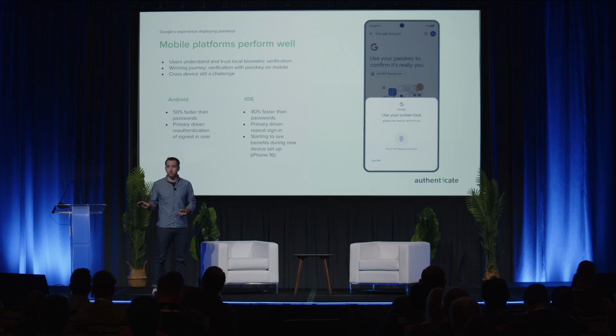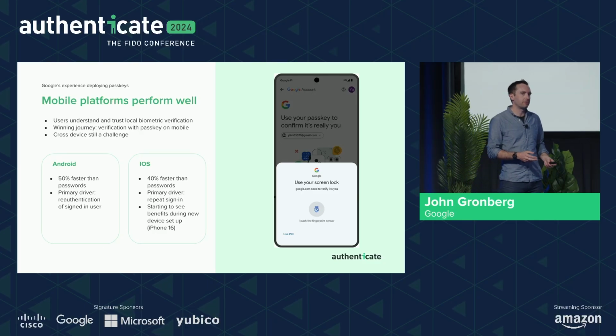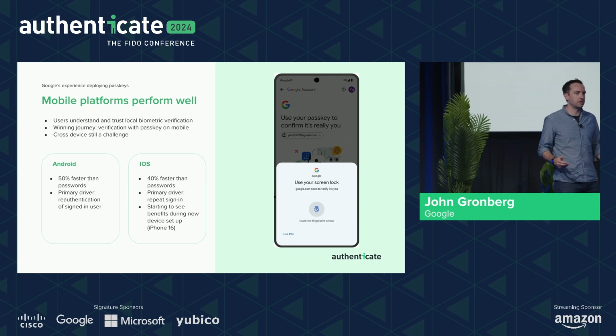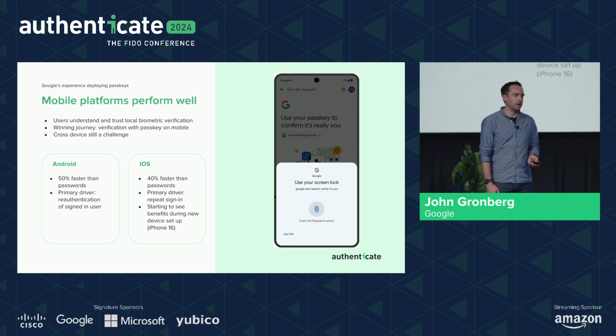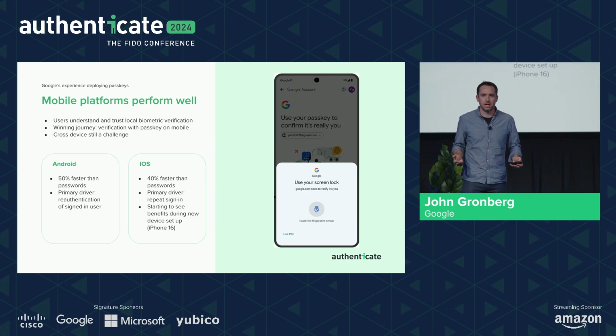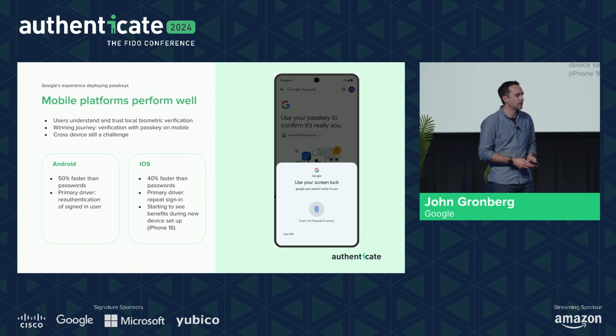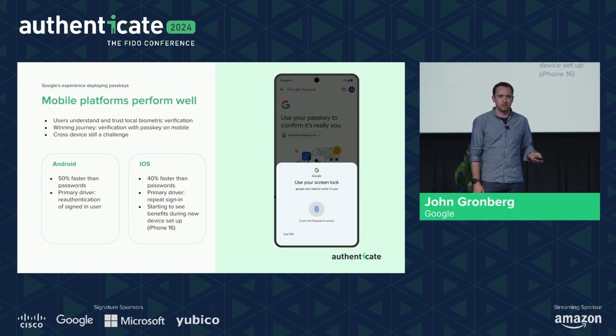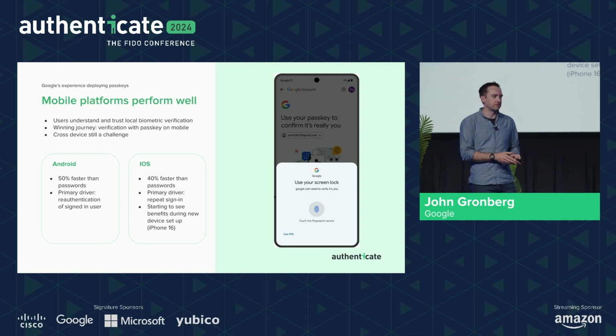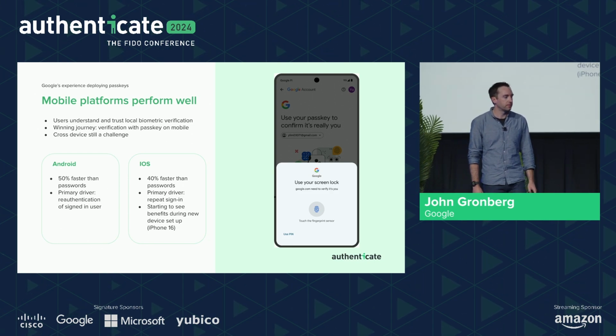So I want to drill into mobile platforms a little bit. This is where we're seeing the most success. On these platforms, we've had a head start because users already trust and are familiar with biometric authentication, which is basically how we pitch passkeys. Just sign in with your face or use your screen lock. Verification with a passkey is a winning journey on mobile. It's fast, familiar, and seamless.